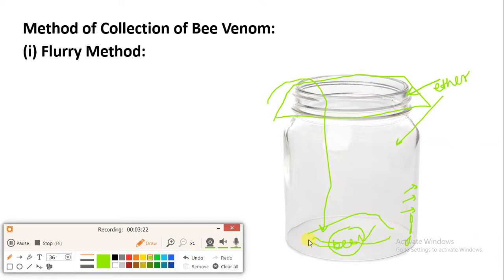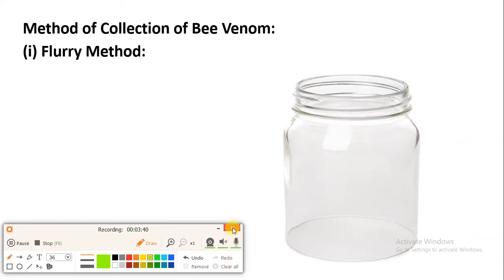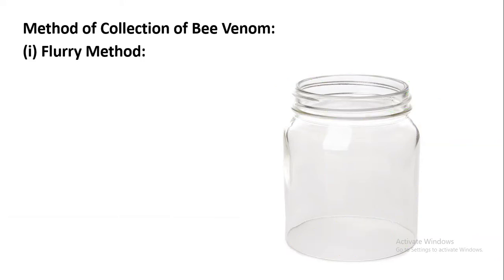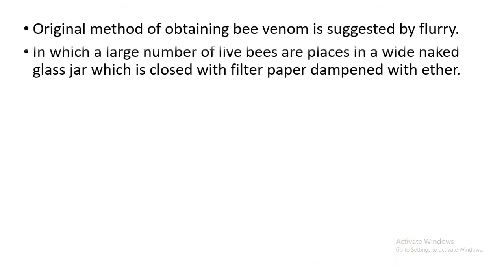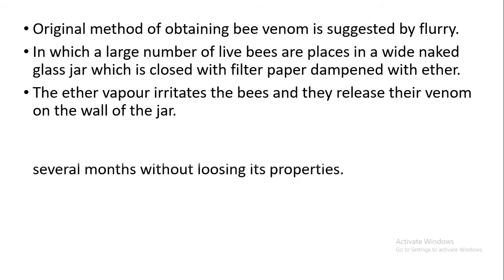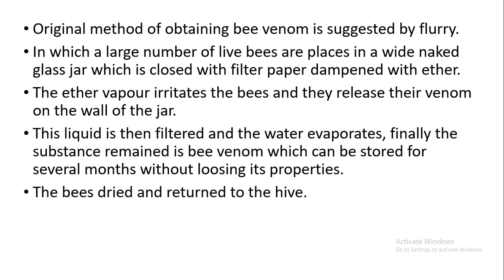Further, this liquid is then filtered, and as the water gets evaporated, the substance bee venom can be collected, and it can be stored for several months without losing its toxicity property. And as the bees get dried, meaning the venom has now been removed, they return to the hive. But this is the theoretical part of the Flurry method.